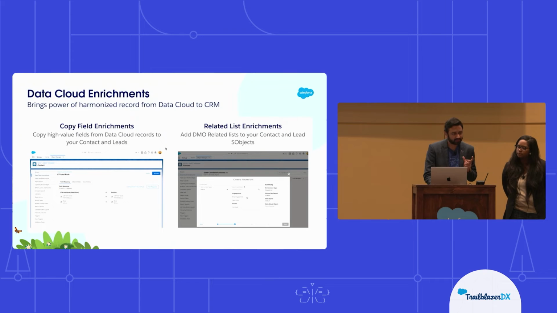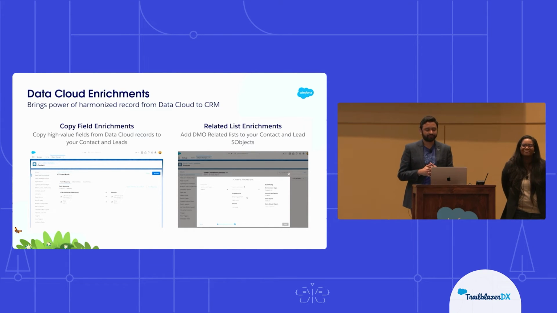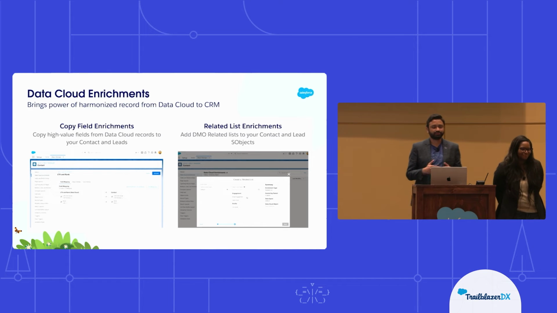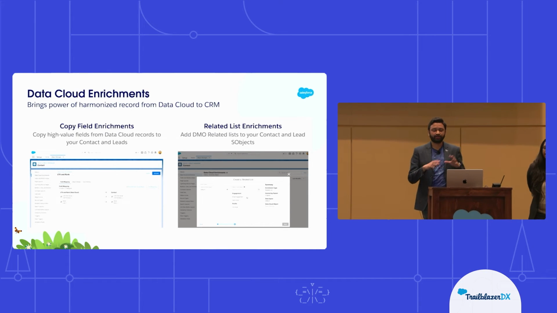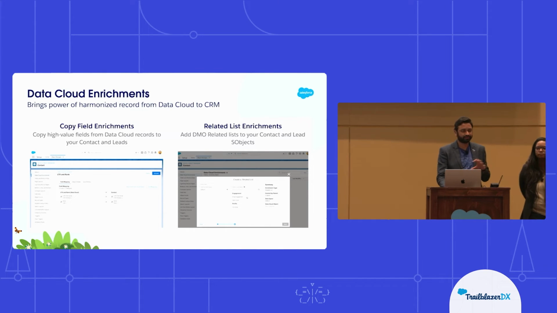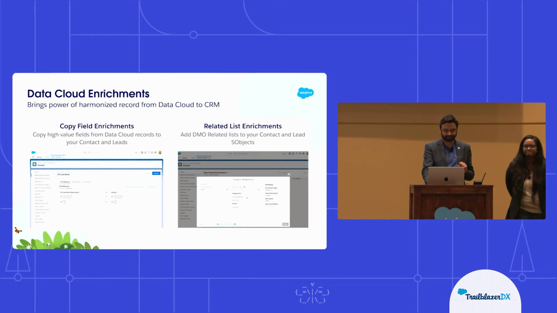So that is what I nicely summarized in this slide, which you can all take a picture of. Along with copying the fields, what you can also do is copy related lists. All of the data that you're storing can be shown as a related list on a particular contact or a lead record. So both of these are available right now out of the box.